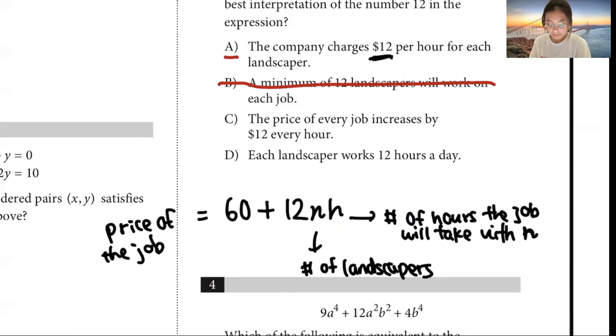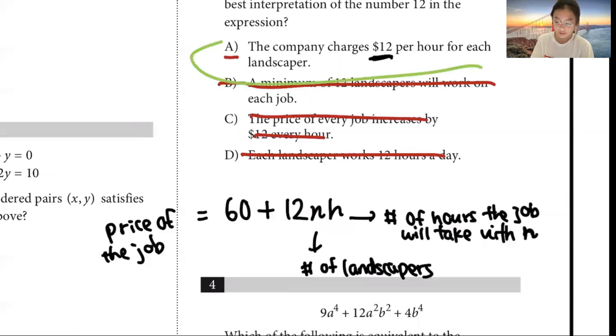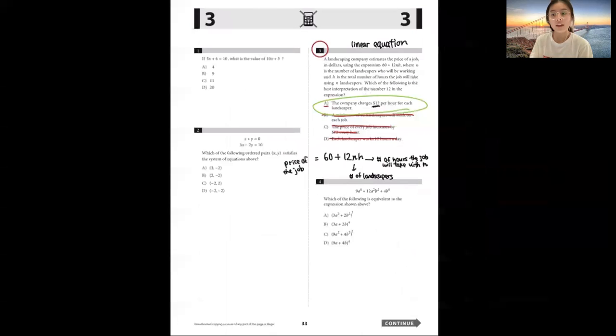And then D: Each landscaper works 12 hours a day. Well, this H is the number of hours, so that is just not true. So if we eliminate B, C, and D, A remains, and A is your answer. Thank you.